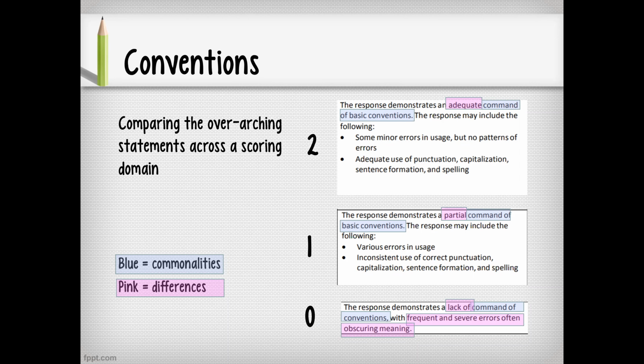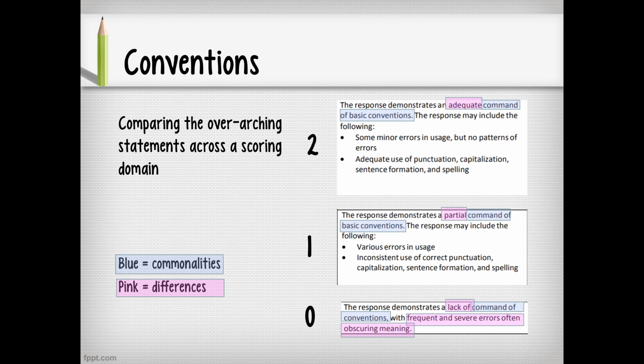And then to see a 0 is really going to be, first of all, typically a very brief response. That very brief response may have no conventions, meaning maybe it's 1 or 2 sentences, but there are no capital letters, the spelling is a mess, there's no end punctuation, so you really have no idea where the sentences begin and end.